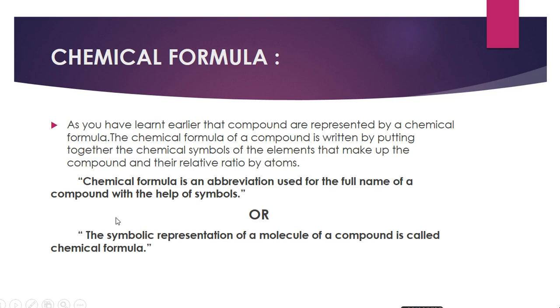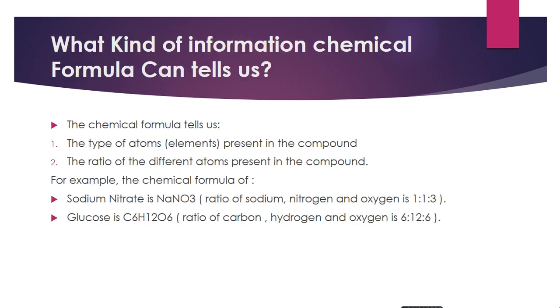The next simple definition is: the symbolic representation of a molecule of a compound is called chemical formula. This is very simple. The symbolic representation of a molecule of a compound is called the chemical formula. What kind of information can a chemical formula tell us? The chemical formula tells us the type of atoms, means elements present in the compound, and the ratio of the different atoms present in the compound.